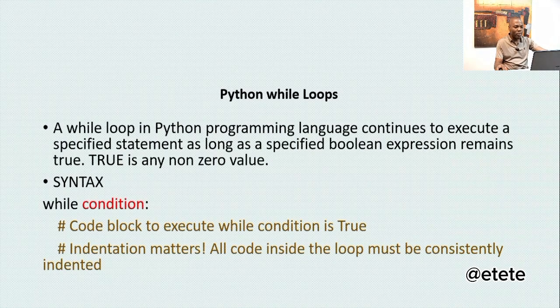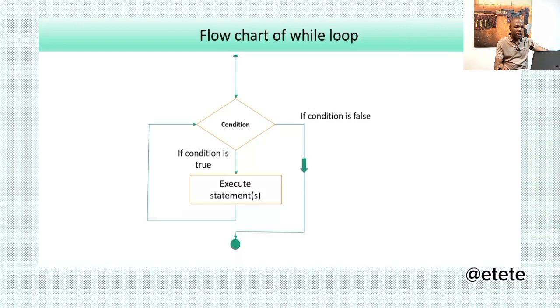All right, so this is a while loop. Now, as long as the condition is true, the while loop will continue to run. And true in this case is any non-zero value, right? Now, this is the flow chart for a while loop. If the condition is false, then it goes this way and goes out of the loop. If the condition is true, it will execute the statement. Then it will run again, test the condition. If it is true, it will go in and run the statement.